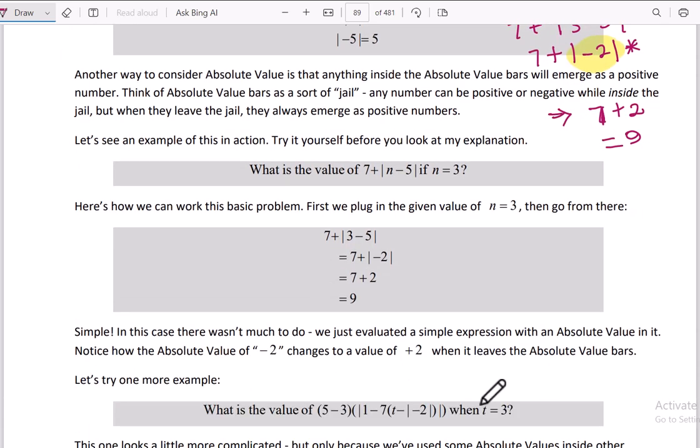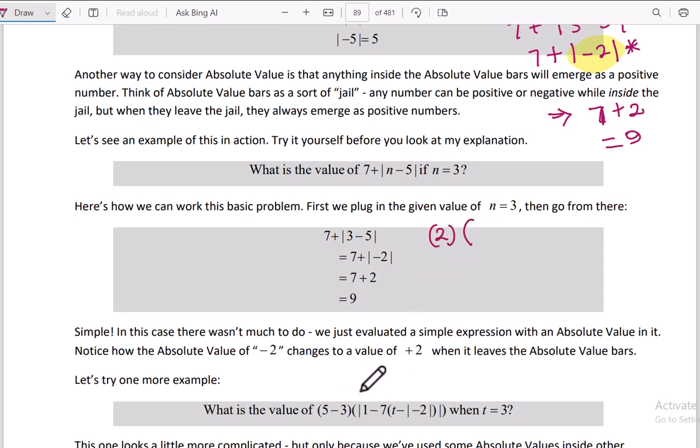I think we have a more complex example here that says 5 minus 3 times the absolute value of 1 minus 7 times the absolute value of t minus 1, minus 2 absolute value. It looks quite complex, but t is equal to 3. So let's just fix this. For this one, 5 minus 3, since this is a separate parenthesis, you can treat it separately. 5 minus 3 is 2, so let's say 2 in brackets.